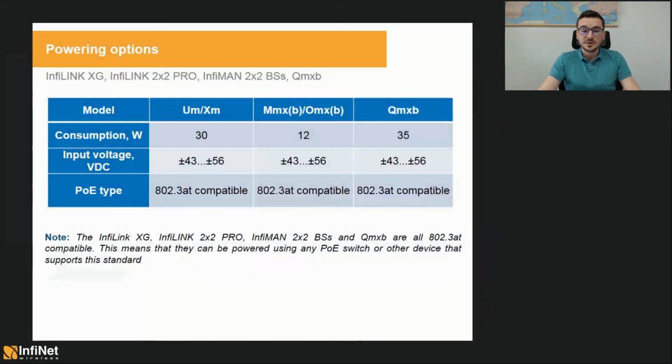Next, we have some useful information about how you can power the different types of Infinet devices if you don't want to use the included PoE adapters. First, we have the Infilink XG, Infilink 2x2 Pro, Infiman 2x2 base stations, and QMXB. These are the more serious high-performance Infinet units, and as you can see in the table, they are all compatible with 802.3at, so they can be powered using any PoE switch or other device that supports this standard. This means that you will have no trouble integrating these units into any standard powering setup that you might have prepared at your sites.